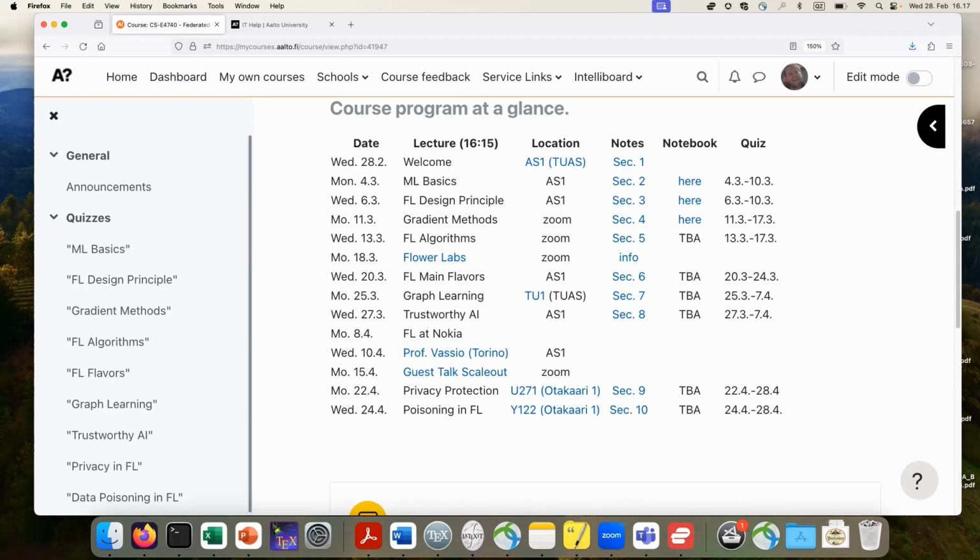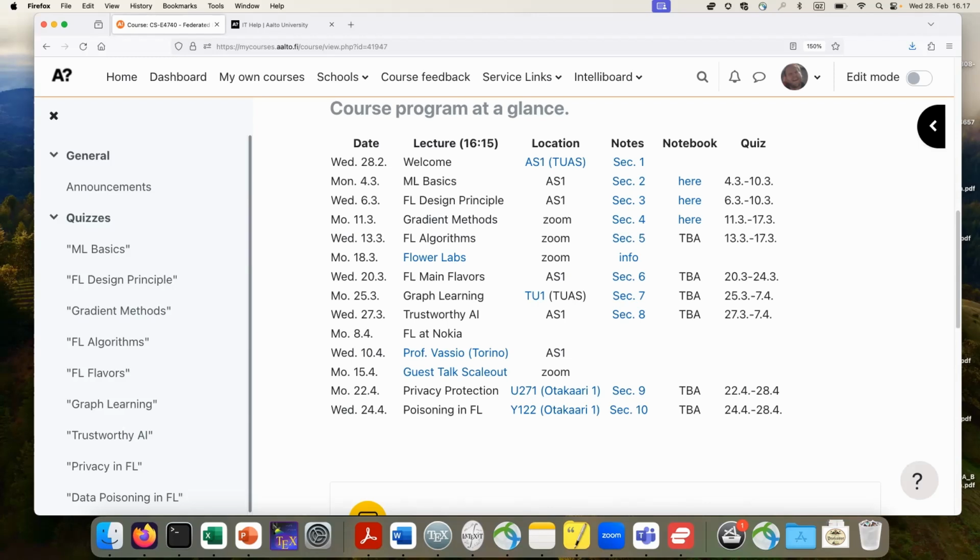Then we have a second guest talk from Sweden, a startup called Scale Out. They also provide software solutions for federated learning. So you will get firsthand information about how the theoretic concepts that we talk about in this course are implemented in practice. Okay, we also have a guest talk from Nokia. They give insights into how Nokia uses federated learning, also in research. And I also have the pleasure to have a guest speaker from Italy, Professor Vasio. He's an expert on privacy preservation. So that's the rough overview of the lectures.